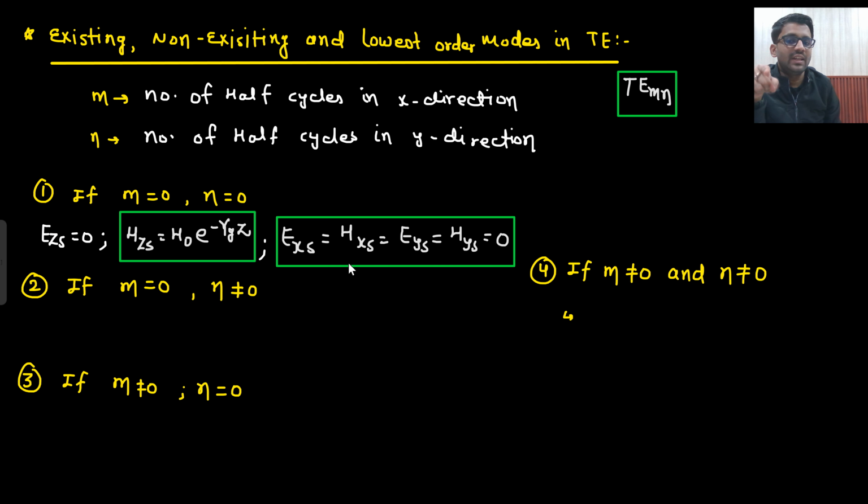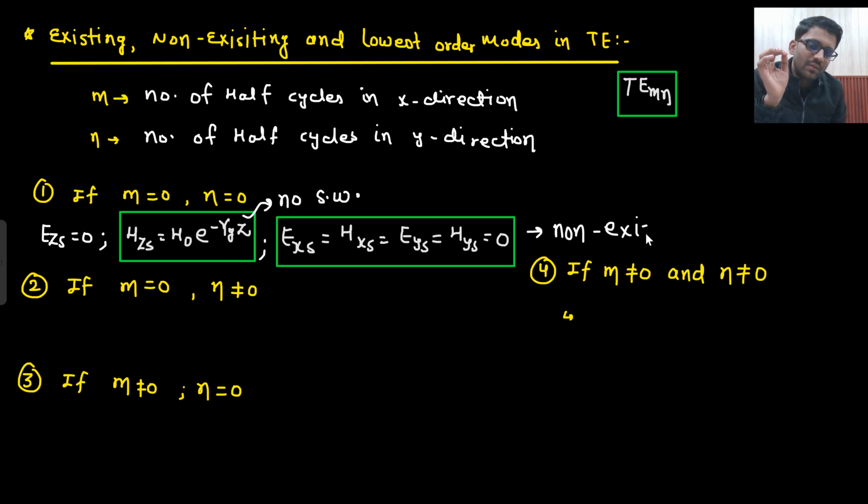Why is that so? Because there is no standing wave. What I am writing down here: if there is no standing wave, then there is no chance that any EM wave will propagate inside the waveguide. If a wave is propagating inside the waveguide, certainly there has to be standing waves. So if there is no standing wave, that means this is a non-existing mode. Say yes or no.